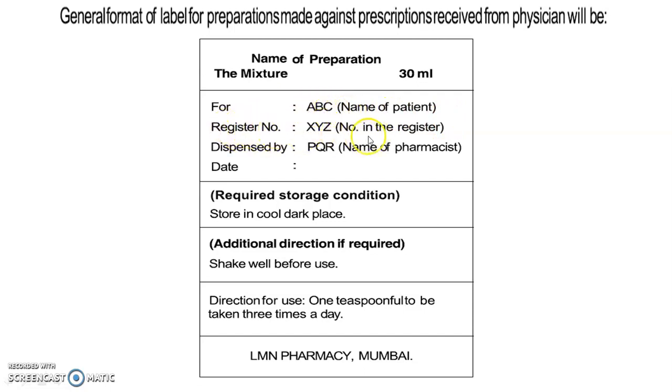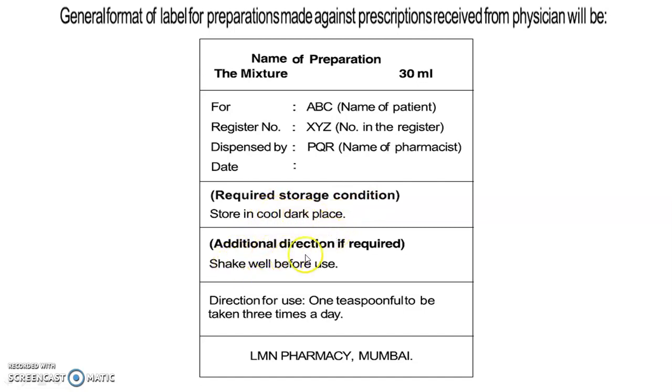Register number, that is the number given in the register, for an example XYZ. Dispensed by means the name of the pharmacist who is going to dispense that particular medicine for the patient, for an example PQR. Then again the date of prescribing. Then the required storage condition. For an example, store in a cool and dark place.